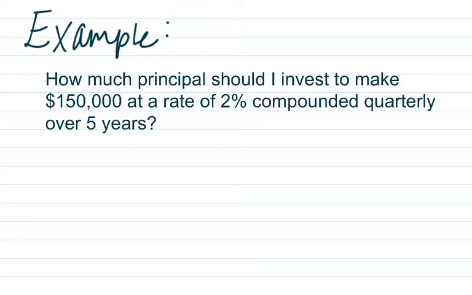Here's an example where you could use either the compounded interest formula or the present value formula to solve it. So if the question is how much principal should I invest to make $150,000 at a rate of 2% compounded quarterly over 5 years, the question isn't asking you how much will I have in 5 years. It's telling me how much I will have in 5 years, and I have to figure out how much money I need to invest now in order to have that amount in 5 years. So let's write down our two formulas.